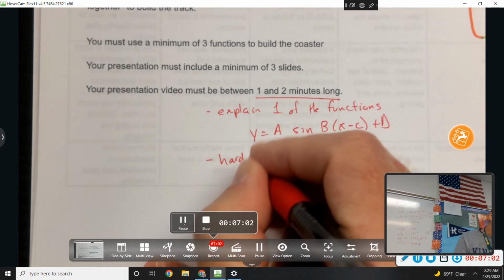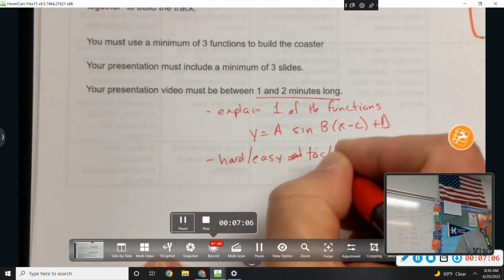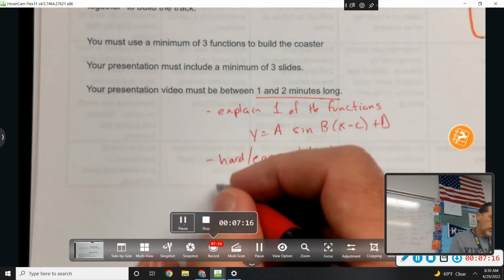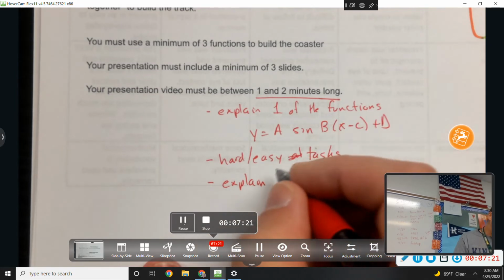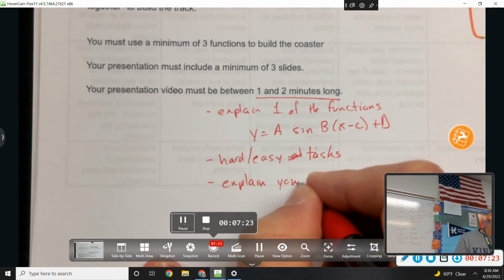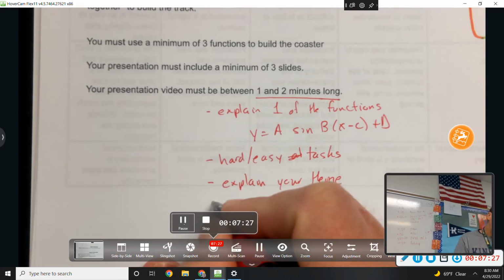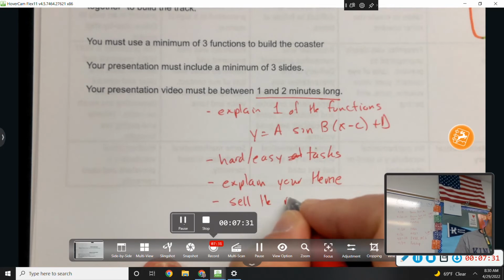You can discuss what was hard or easy about the project. We had a hard time figuring out how to make it hit this particular point, or we had a hard time figuring out a good theme. You can explain your theme, and sort of sell the ride, like why it's going to be fun.